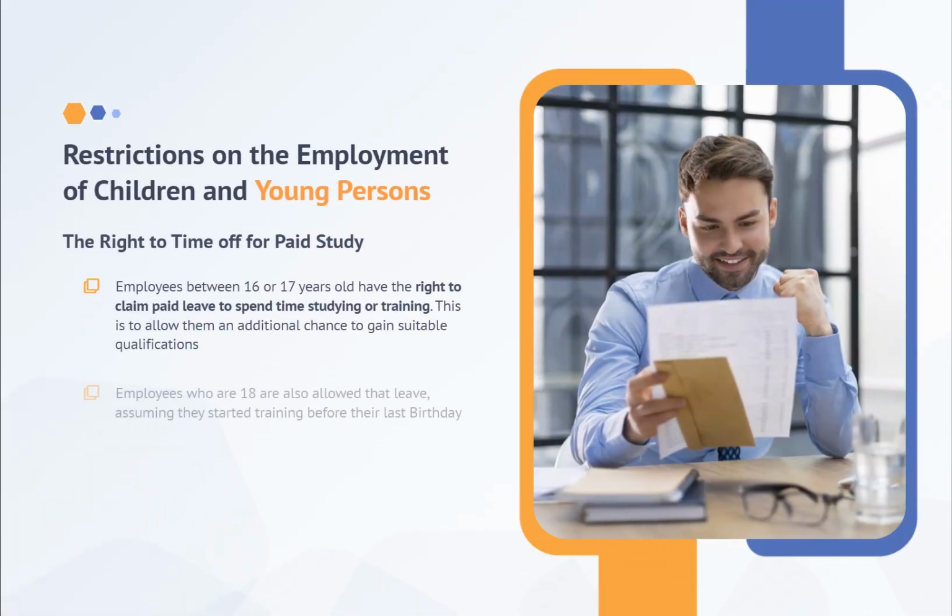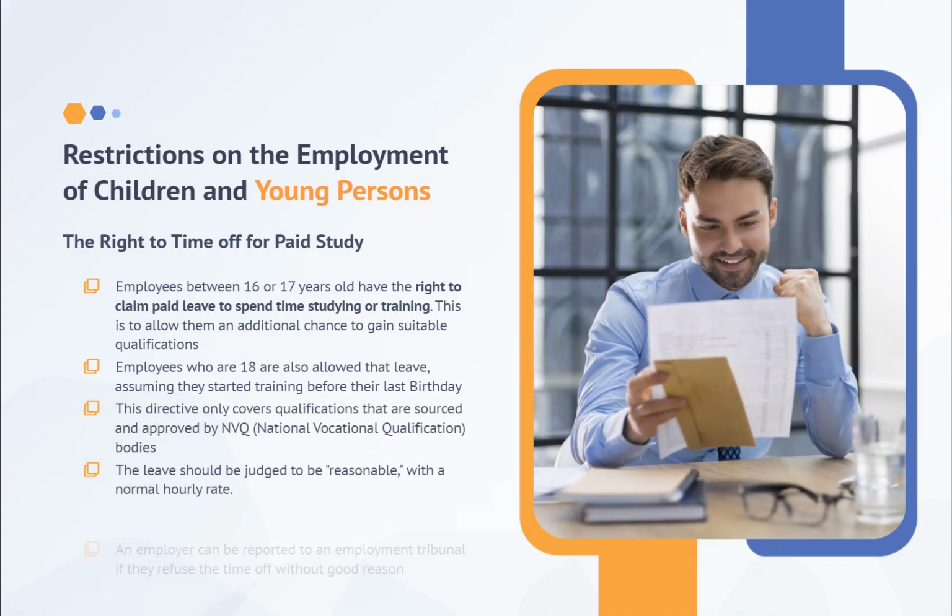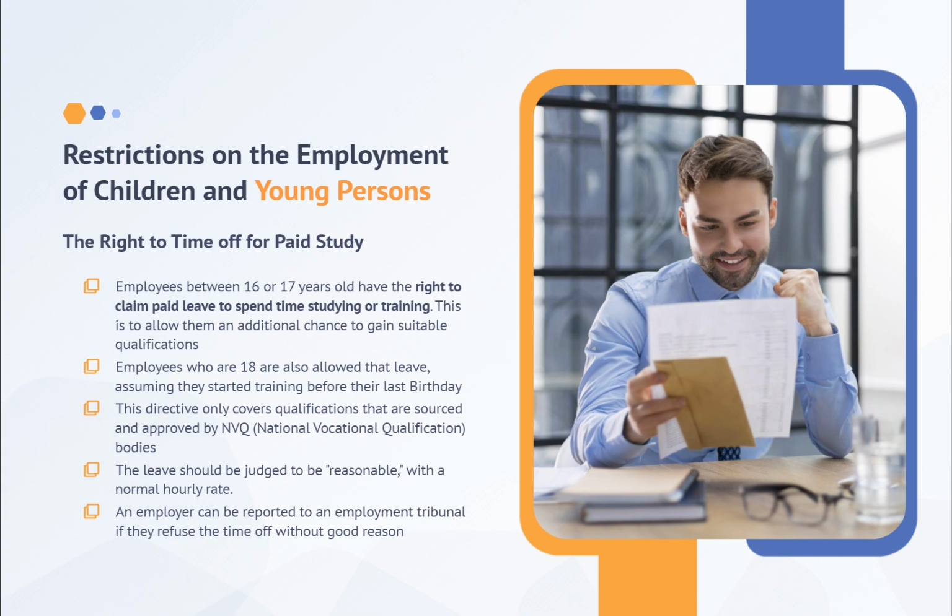The right to time off for paid study. Employees who are 16 or 17 years old have the right to claim paid leave to spend time studying or training. This is to allow them an additional chance to gain suitable qualifications. Employees who are 18 are also allowed that leave, assuming they started training before their last birthday. This directive only covers qualifications that are sourced and approved by NVQ, National Vocational Qualification, bodies. The leave should be judged to be reasonable, with a normal hourly rate. An employer can be reported to an employment tribunal if they refuse the time off without good reason.